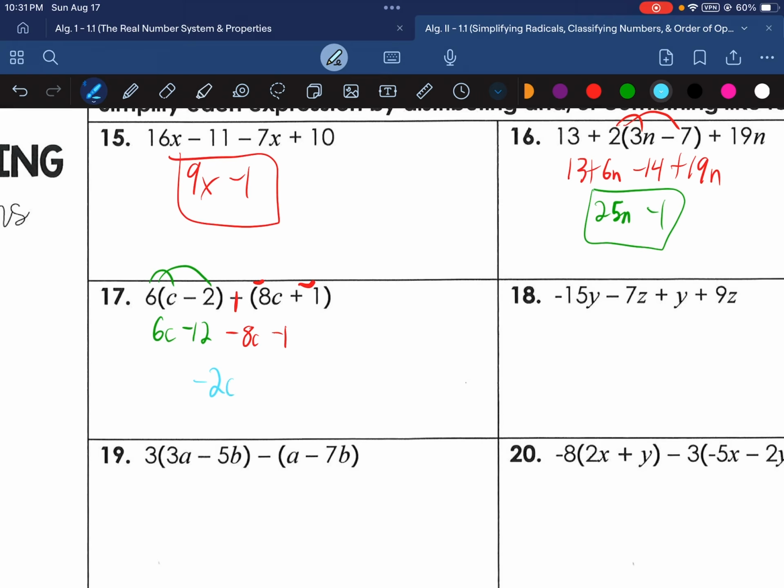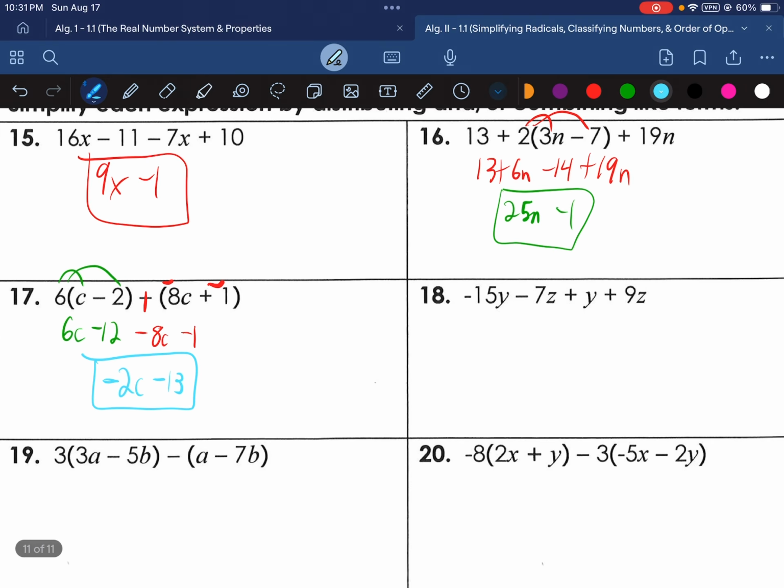Now as we combine like terms, 6c minus 8c is negative 2c like we talked about earlier. However, we have negative 12 minus 1. Earlier we might have thought of it as a plus 1 in this scenario. And so we end up getting negative 13. Just be careful there with those negatives outside parentheses like that. We see another problem like that on 19 as well as 20.